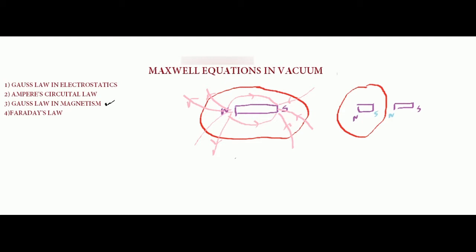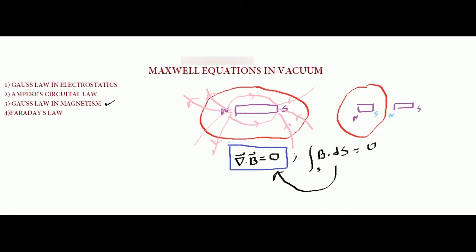So what can I write? The Gauss law in magnetism says that flux per unit volume for a magnetic field is zero. Either I can write this, or I can say that the total magnetic flux around any Gaussian surface ds is zero. You can convert this into this, remember, using the Gauss divergence theorem. So this is our Maxwell's third equation, Gauss law in magnetism, which says that magnetic monopoles do not exist, because there is always a north pole and a south pole.